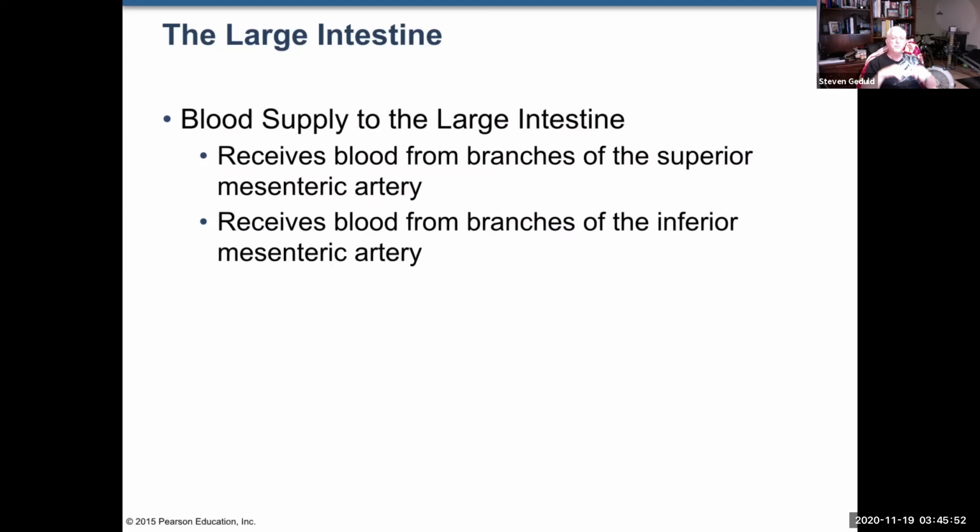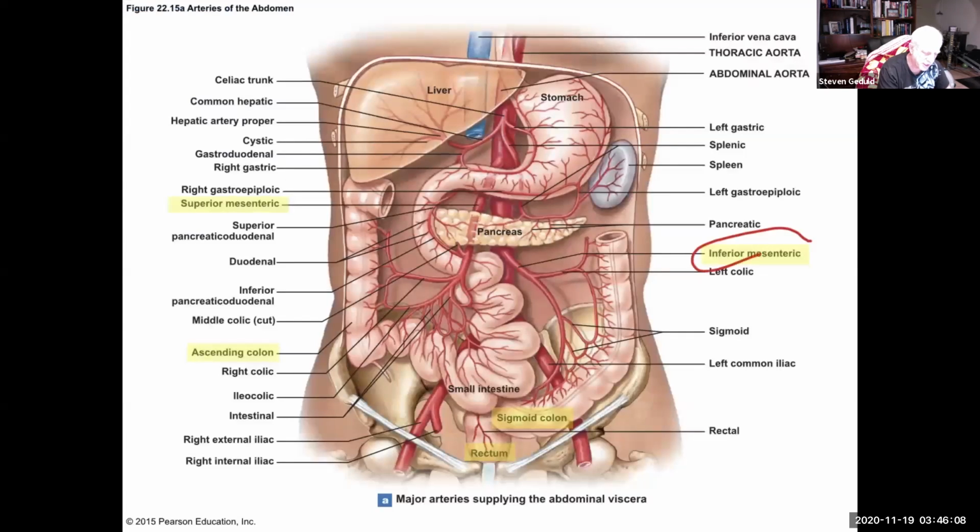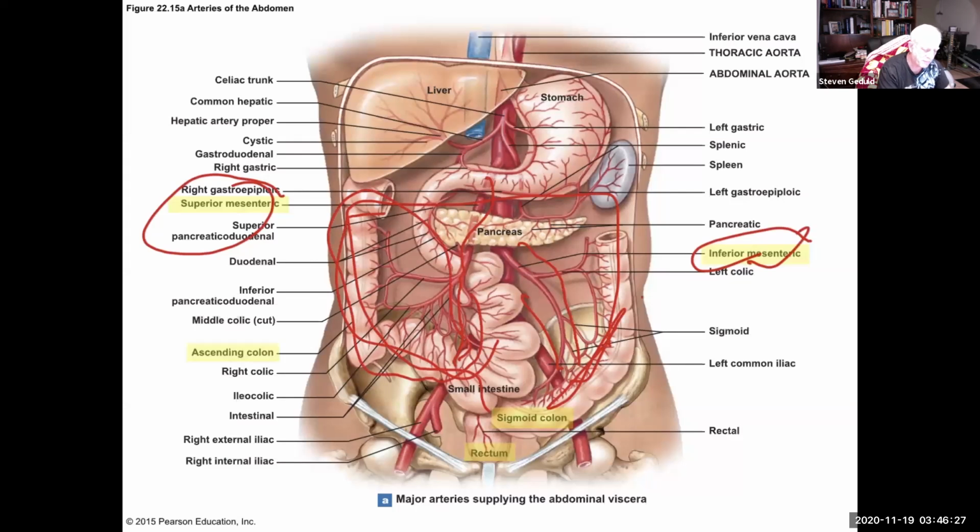Okay, the blood supply of the large intestine. You receive blood from branches of the superior mesenteric artery and from the inferior mesenteric artery. Both these arteries supply blood into the large intestine, the superior mesenteric and the inferior mesenteric. This is the inferior mesenteric, and here you see where it branches off and feeds into the large intestine. The superior mesenteric branches off and feeds into the large intestine as it comes up through here. So the superior mesenteric feeds into the first or beginning part, and the inferior mesenteric feeds into the sigmoid colon and the rectum area of the large intestine.